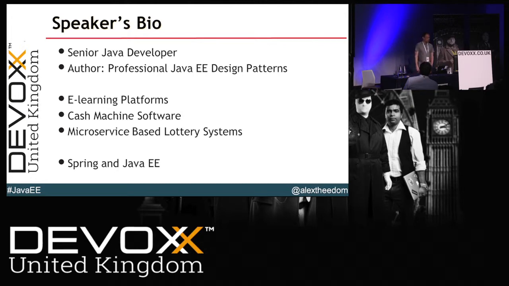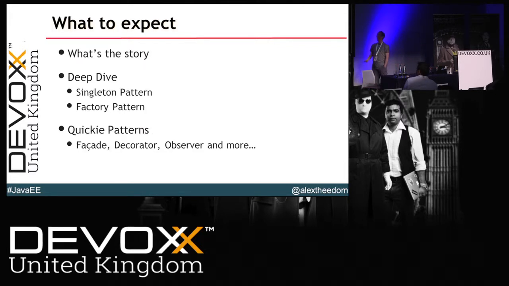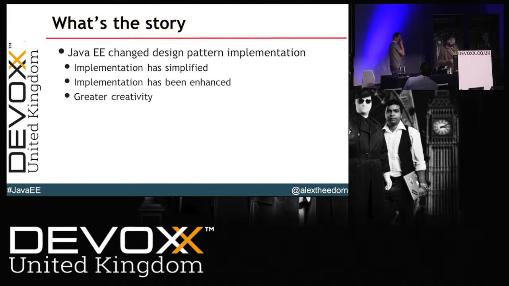I've only got 15 minutes to talk very, very quickly about how Java Enterprise Edition, the latest version of Java Enterprise Edition, has changed the way we implement design patterns. So I'm going to look very, very quickly at two of the most commonly known and used design patterns, Singleton Pattern and the factory pattern. And then hopefully, if there's a little bit of time at the end, I'll have a quick review of Facade, Decorator, Observer, and there's many, many more. Okay, so what is it all about?